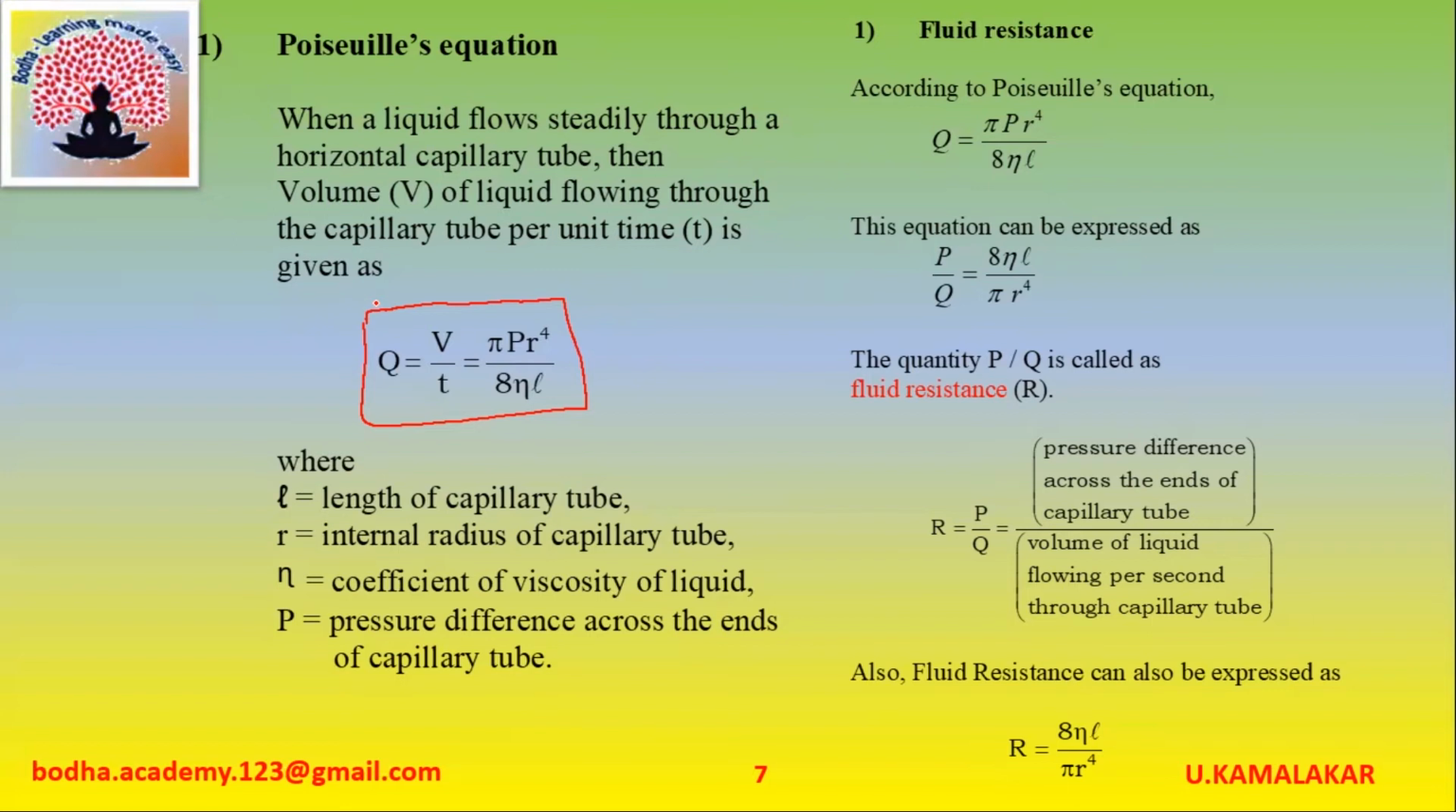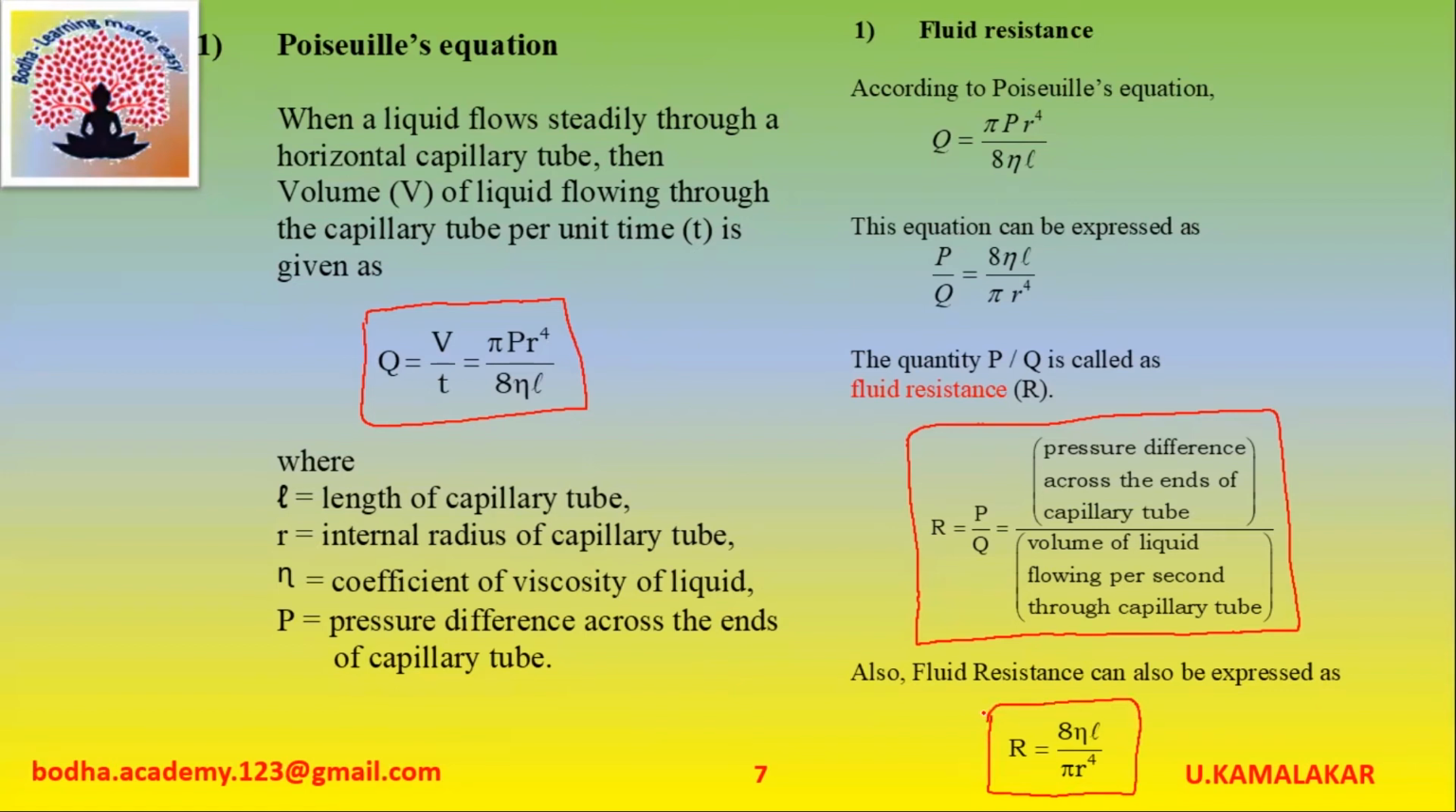Next topic, fluid resistance. According to Poiseuille's equation, Q is equal to pi P r to the power of 4 by 8 eta L. This equation can be expressed as P by Q is equal to 8 eta L by pi r to the power of 4. The quantity P by Q is called fluid resistance, where P is pressure difference across ends of capillary tube and Q is volume of liquid flowing per second through capillary tube. Also, fluid resistance can be expressed as R is equal to 8 eta L by pi r to the power of 4.